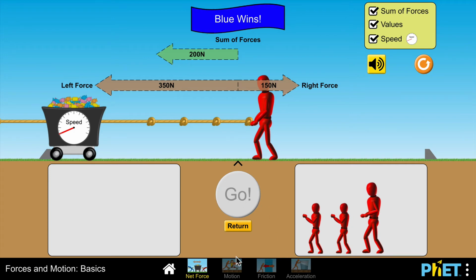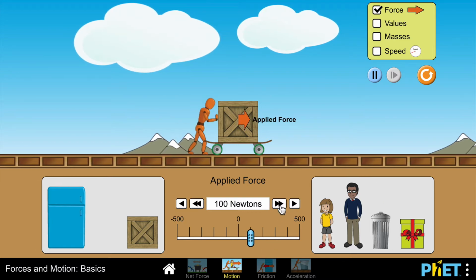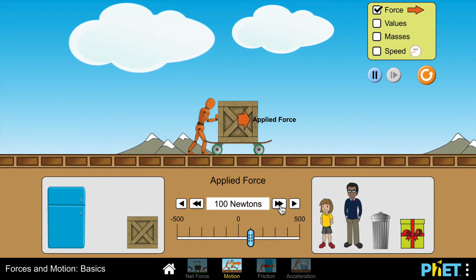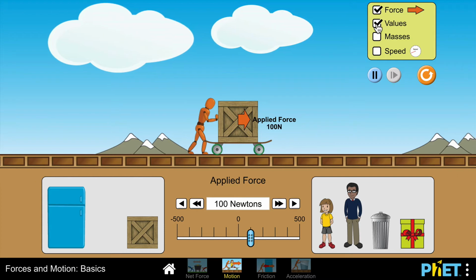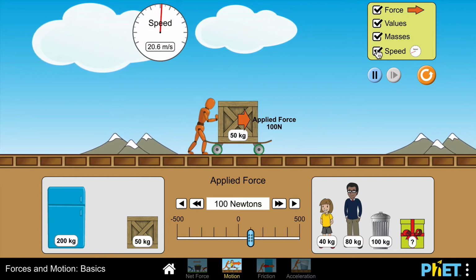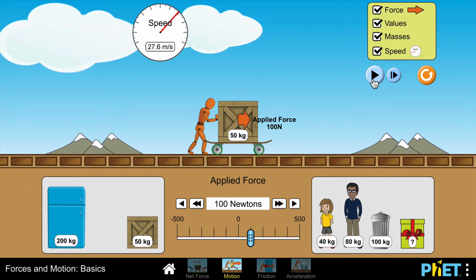There are 3 other screens in this simulation you might want to try. This one here labelled motion. Now this doesn't include friction. I can apply a force to the right on an object which is placed on a skateboard. I can change the object that's placed up there. I can look at the force, the mass and the speed, and you can see that I've got an unbalanced force to the right. Let me just pause it there for a second.